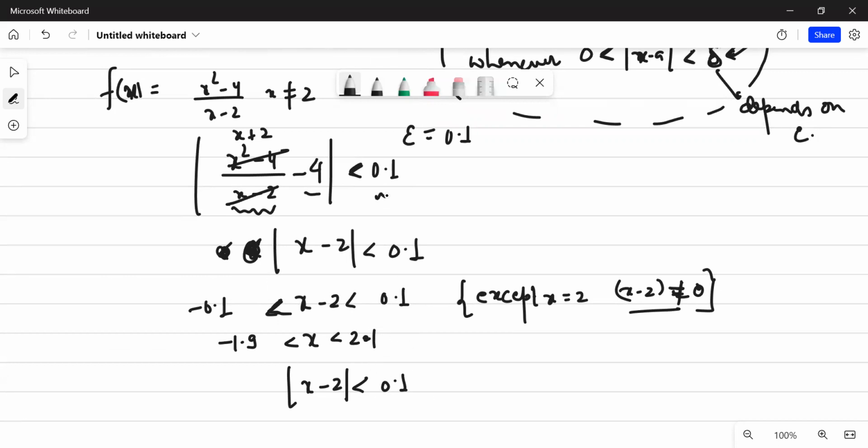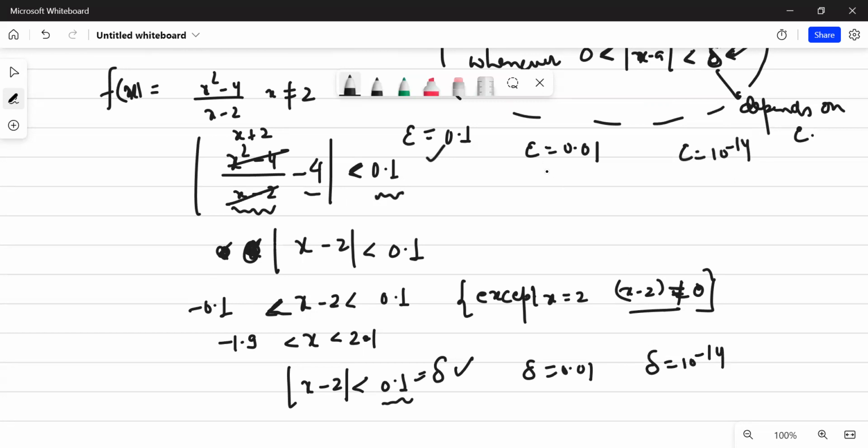इसका मतलब फॉर योर गिवन एप्सिलॉन आई एम इन अ पोजीशन टू गिव यू डेल। तो तुम्हारा एप्सिलॉन भी 0.1 है यहाँ पे और कोइंसिडेंटली यहाँ डेल भी 0.1। अब तुम मुझे एप्सिलॉन दे दोगे 0.01 तो योर डेल वुड बी व्हाट? 0.01। You will say your epsilon is 10 की power -14. I'll say my del is equal to 10 की power -14. So you give me an epsilon and I will give you a del.